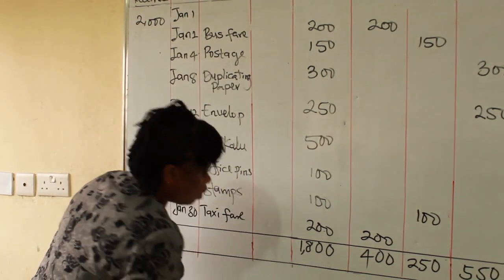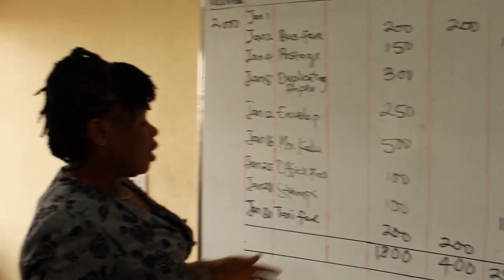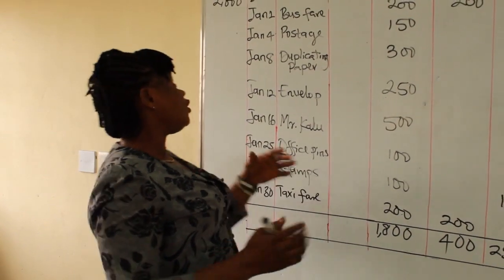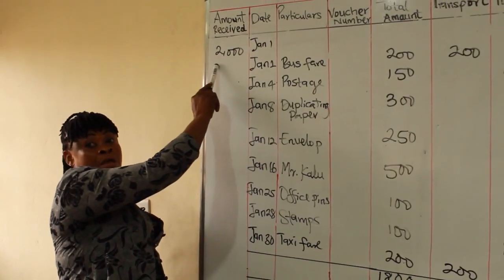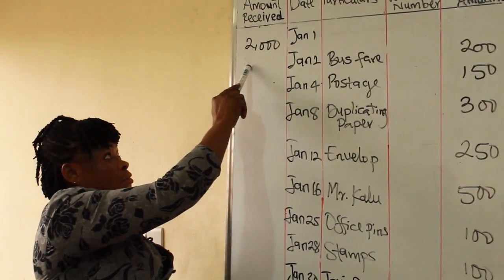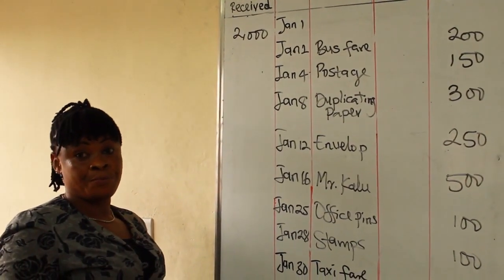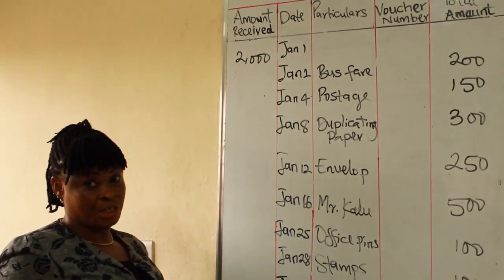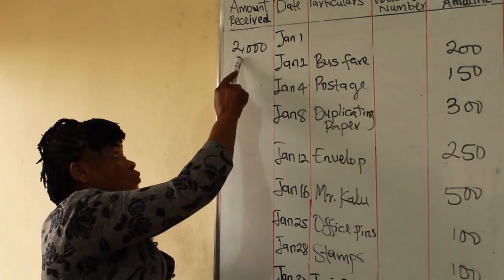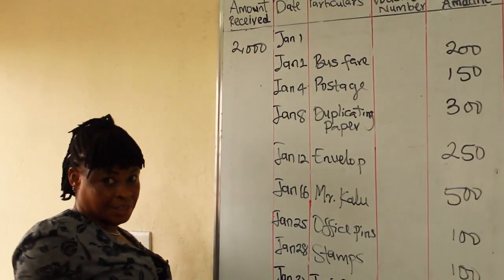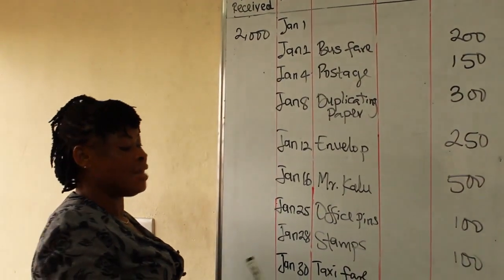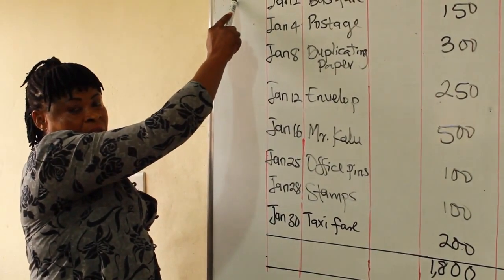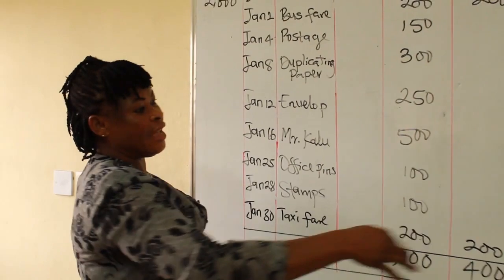So what we have here is 1,800 naira. This 1,800 naira was what the petty cashier spent from the 2,000 naira that was given to him from the beginning of this petty cash book. Remember, on January 1st, 2,000 naira was given to the petty cashier. And that was why we wrote this 2,000 naira here under amount received. Now, he had spent 1,800 naira from this 2,000 naira. And these are the expenses that he made.